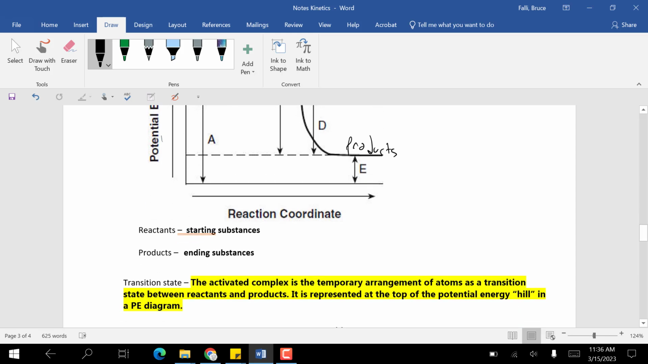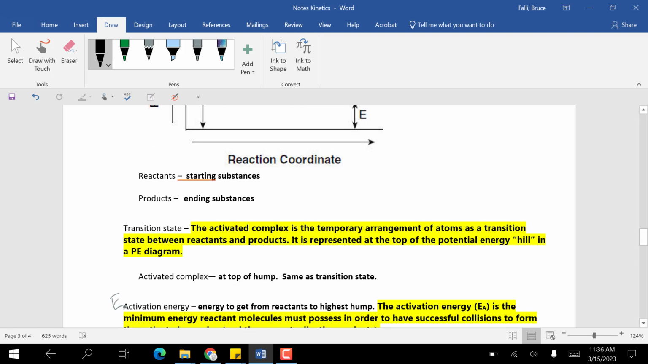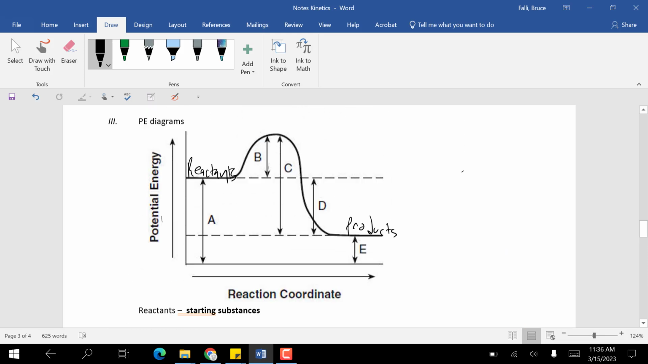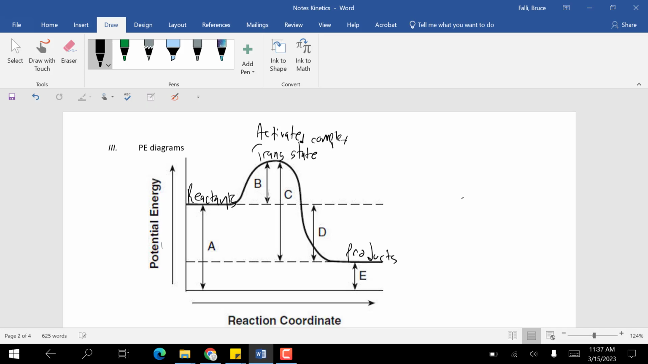The transition state, or the activated complex, is the temporary arrangement of atoms as a transition state between reactants and products. It is represented at the top of the potential energy hill. So that means the very top right here, we have the transition state. It's also called the activated complex. They're exactly the same thing for this class.